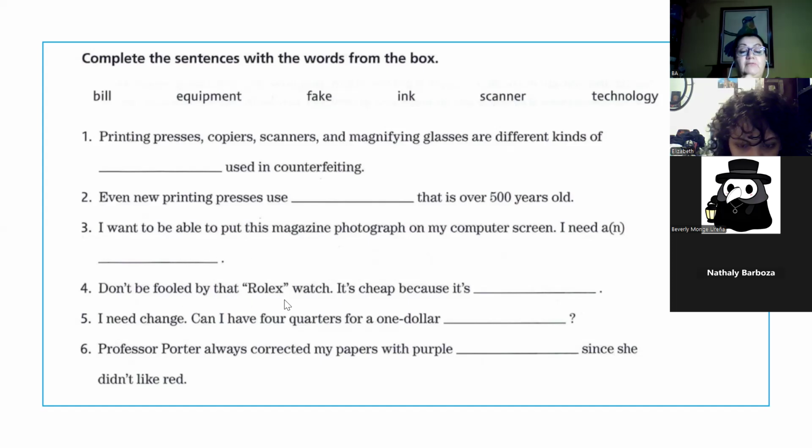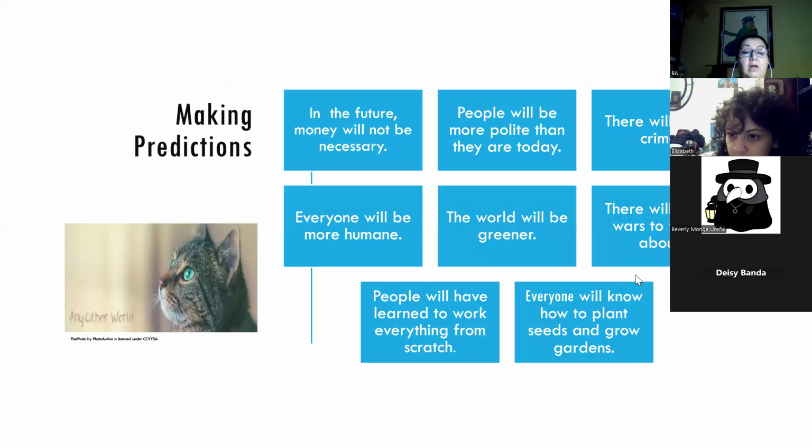Don't be fooled by that Rolex watch. It's cheap because it is fake. I need change. Can I have 4 quarters for a $1 bill? Professor Potter always corrected my papers with purple ink, since she didn't like red. Perfect. Thank you. Okay. Now we're moving to one of the language items, and this is making predictions.